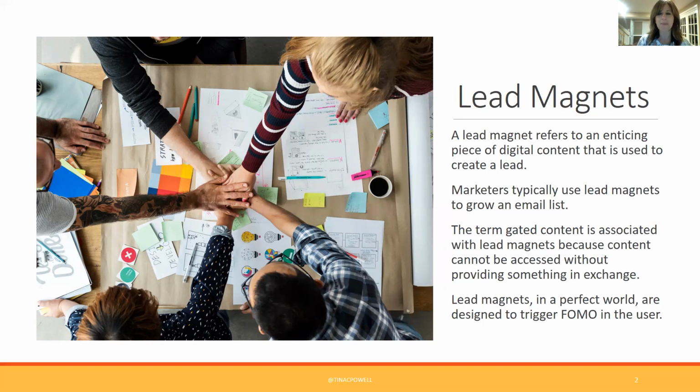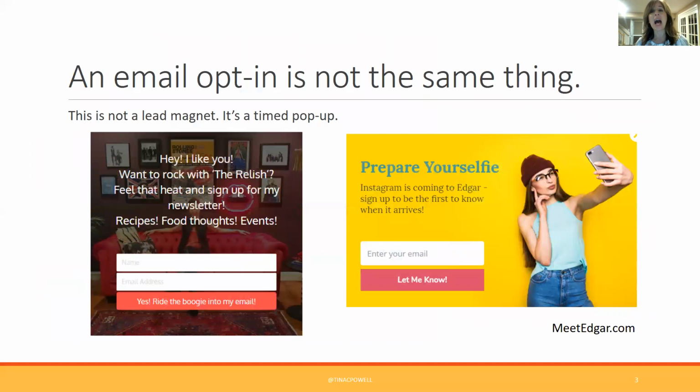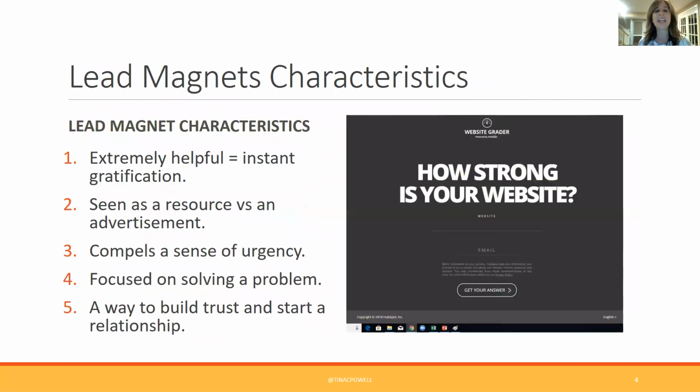So a lead magnet is not the same thing as an email list. The two are very much related, but if you subscribe to an email list, there's the promise of a future delivery, like a newsletter, for example, or future tips. But with the lead magnet, there's the promise of you getting immediate gratification.